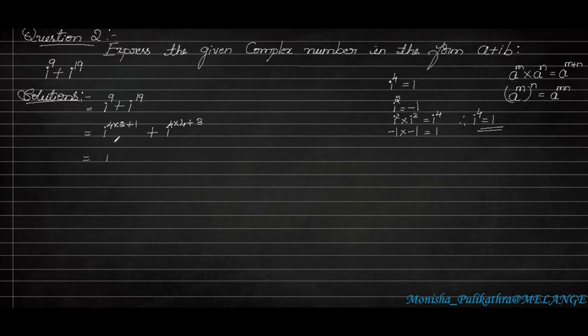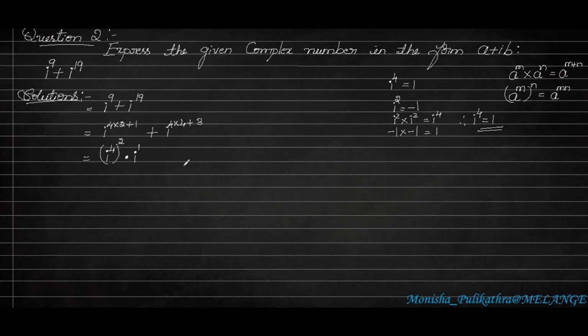So 4 2s are 8. So i to the power of 4 whole to the power of 2. It is nothing but 4 2s are 8 and 4 2s are 8. We have to multiply it. Plus 1 is there. Okay, so I will be taking just plainly an i.